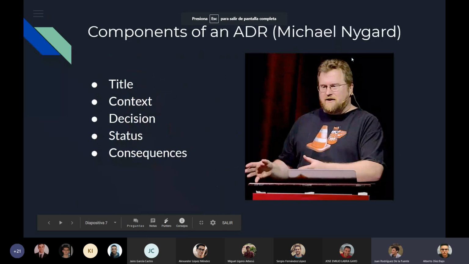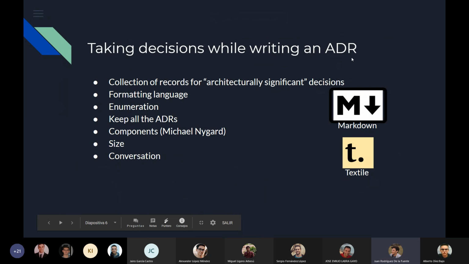Okay, so as Alberto said before, we should create an ADR every time we make an architecturally significant decision. Then we should keep a collection of records for architecturally significant decisions. But what is a significant decision? What is considered that? Those that affect the structure, non-functional characteristics, dependencies, interfaces, or construction techniques.